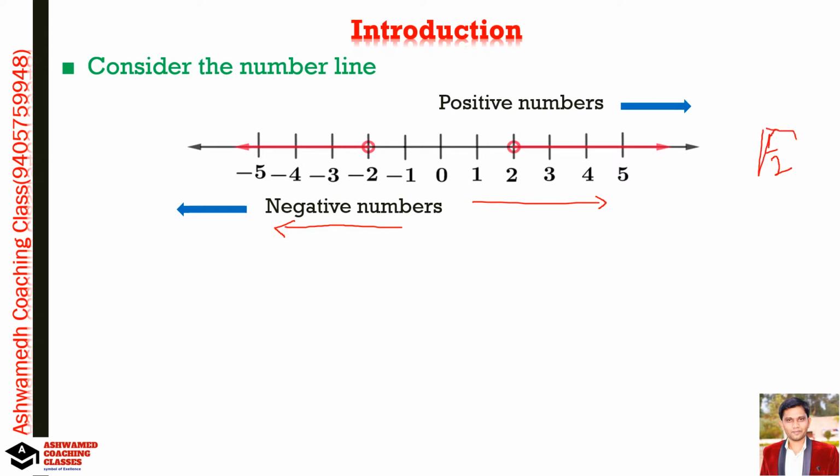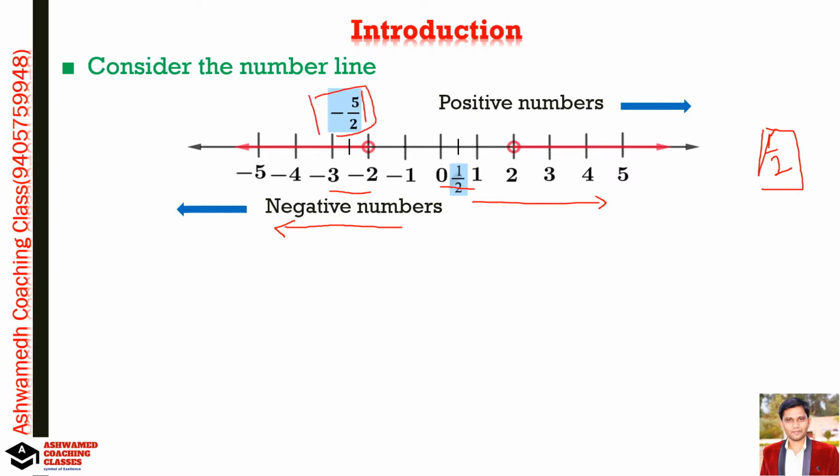See, 1 by 2 is less than 1 and greater than 0, so surely it is in between 0 and 1. Therefore it is here. Now suppose I want to show the number minus 5 by 2. Exactly, it is in between minus 2 and minus 3. Yes, in this way we can represent a rational number.